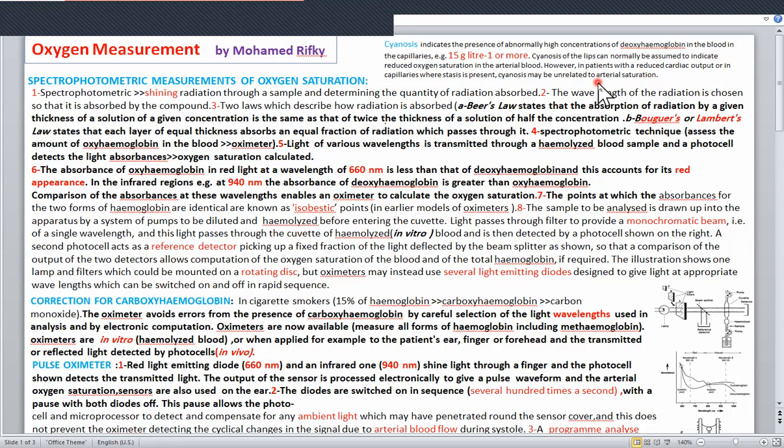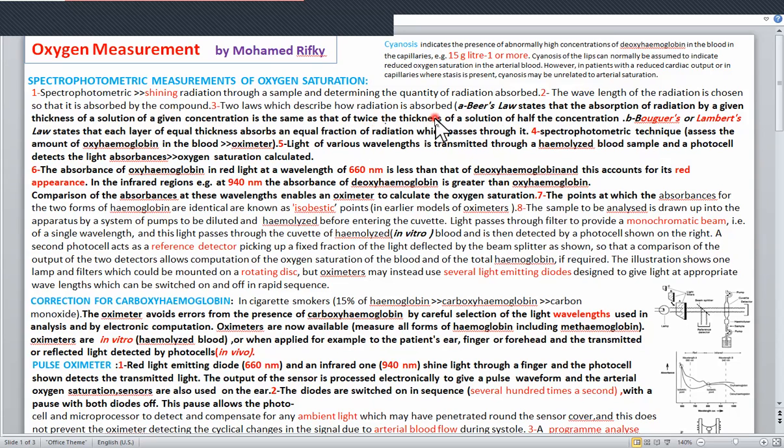So this is why we ought to use different tools to measure oxygen. First of all, the spectrophotometric measurement of oxygen, where we utilize light: we shine radiation through a sample. We will show it later on. And then we determine the quantity of radiation absorbed. So we are shining, and then we determine the absorption. The wavelengths, of course, we must choose for such absorption.